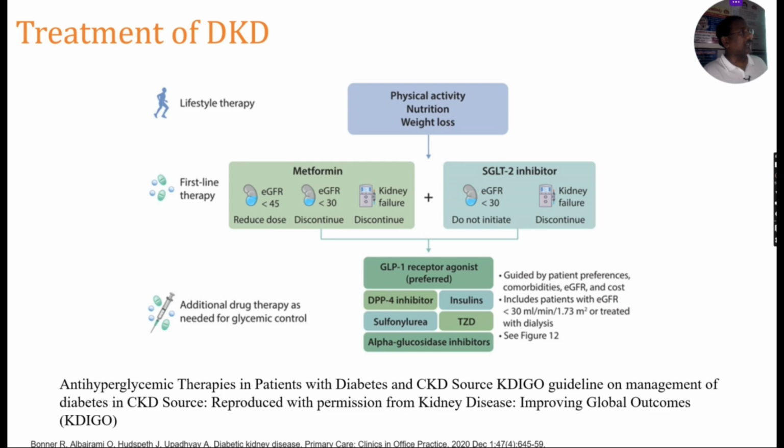TZD. What is TZD? Thiazolidinediones, your pioglitazone. Don't use pioglitazone in the CKD population because TZDs will cause pedal edema and increase the body fluid volume. Already in the CKD population they are more prone to heart failure, so the heart failure risk will be increased in the presence of TZD. Otherwise, you can use the TZD till the creatinine level is 3 or 3.5.